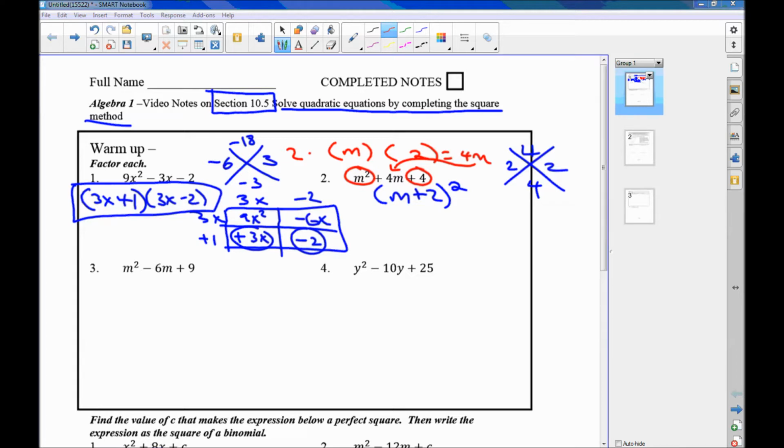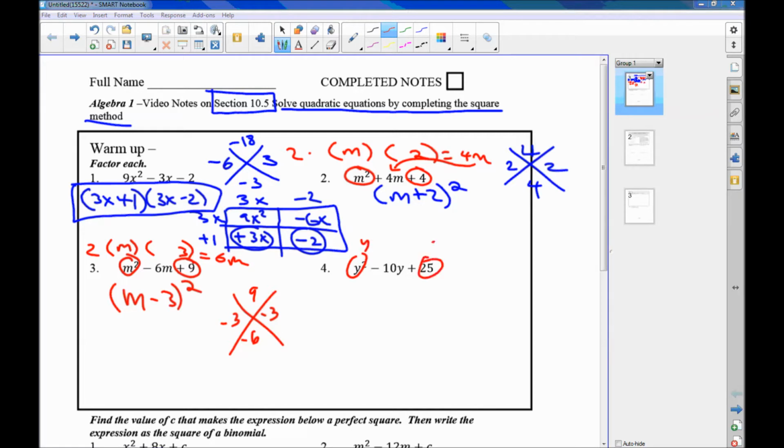Okay. So this next one is also a perfect square. The square root of this is m, square root of this is 3, and if I times those by 2, I get the middle term ignoring the sign. So this could be m minus 3 squared. But if you've forgotten, you can still make the chart, or the x here. So it's what are two things that multiply to 9 and add to negative 6, and those are negative 3 and negative 3.